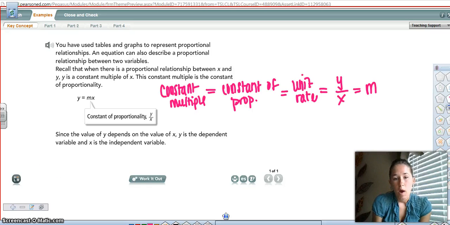Since the value of y depends on the value of x, y is the dependent variable and x is the independent variable. We've talked about that before, DV over IV.